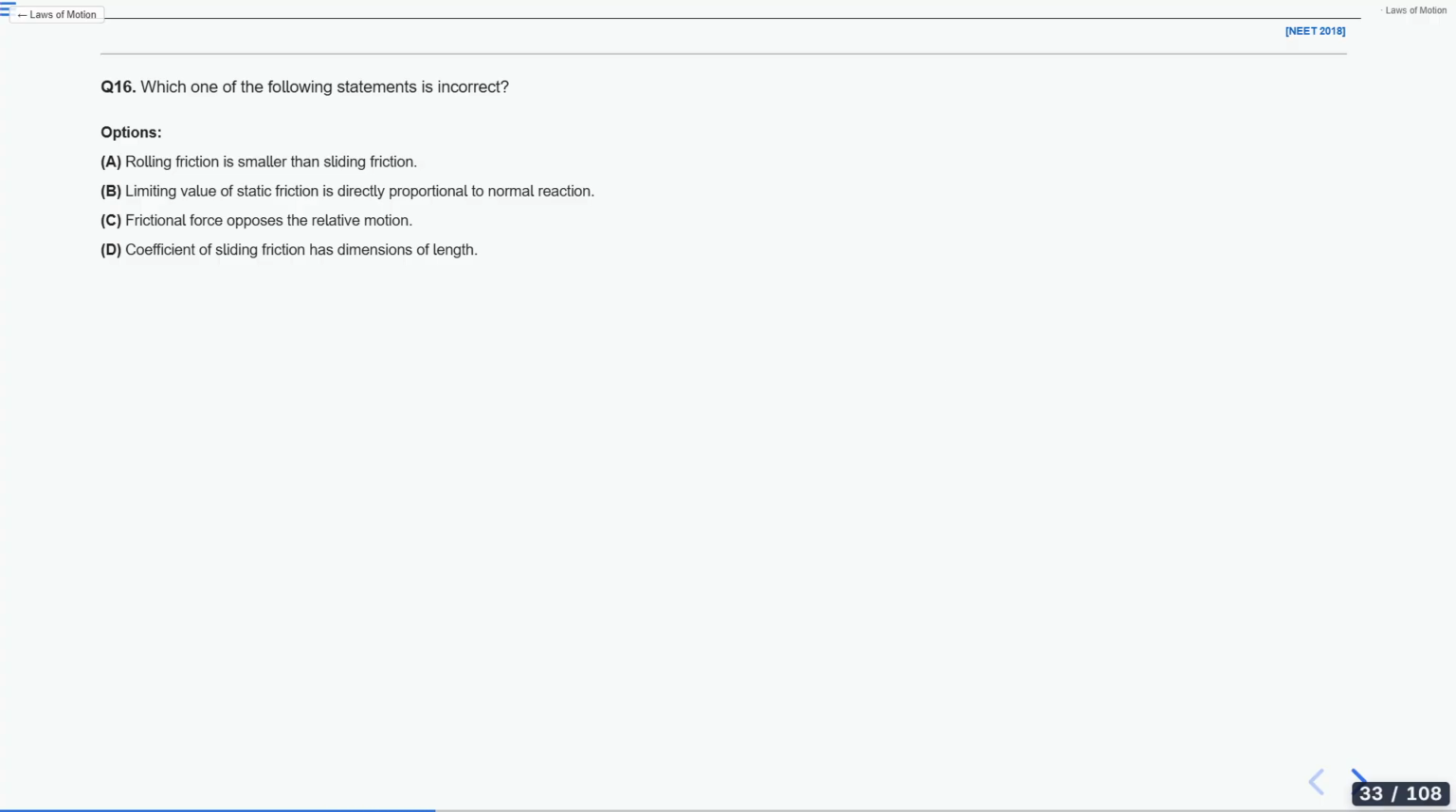Now answer this. Which of the following statements is incorrect? In the question that was asked in NEET 2018, it was told which of the following statements is incorrect. We have to search for the incorrect option, not for the correct option. In the previous answer you have got 25. That is homework. Please try that and try to find this answer.